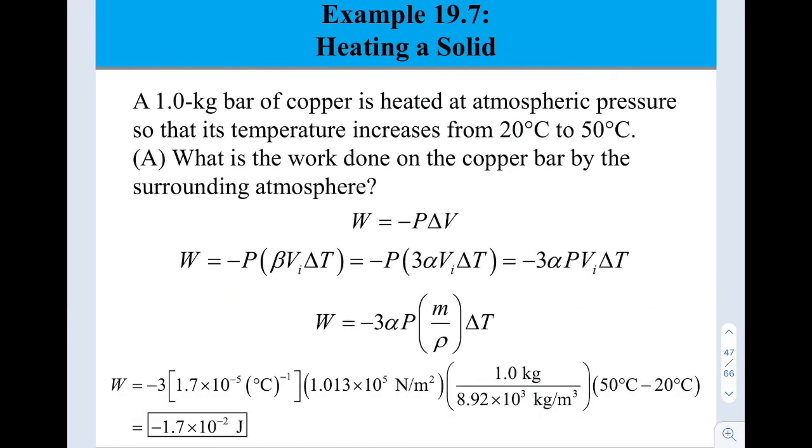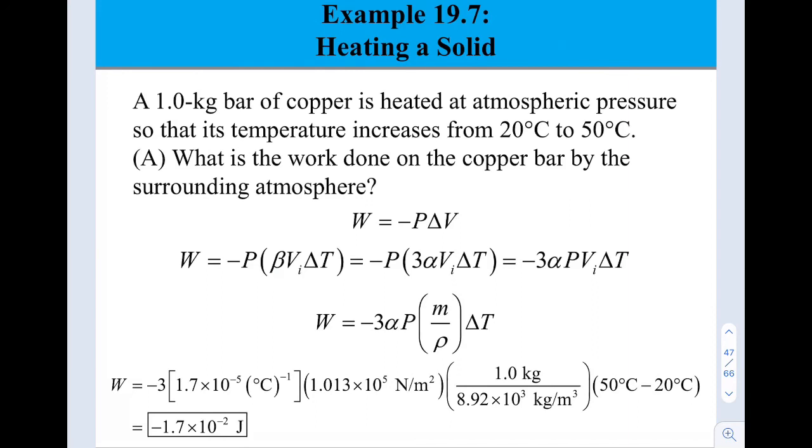Next one, okay, example 19.7. A 1 kilogram bar of copper is heated at atmospheric pressure so that its temperature increases from 20 degrees Celsius to 50 degrees Celsius. A. What is the work done on the copper bar by the surrounding atmosphere? So work done on is equivalent to negative P delta V, but since this is talking about a copper bar, delta V here is going to be in terms of the changes in volume due to the expansion.